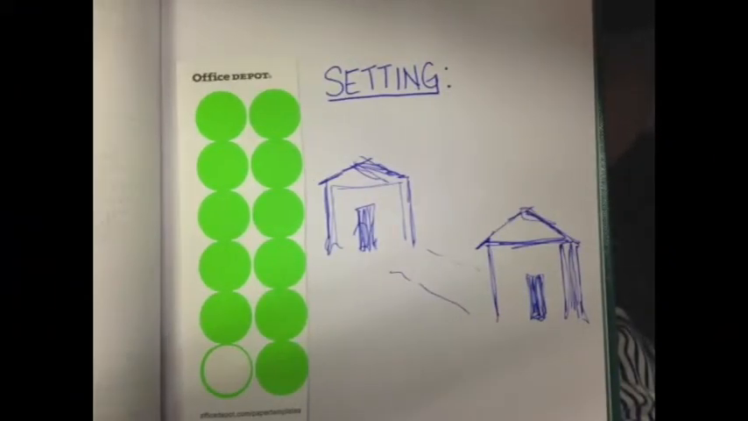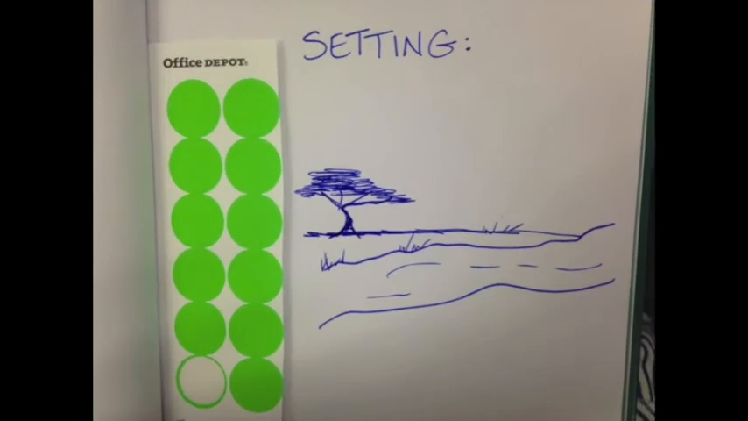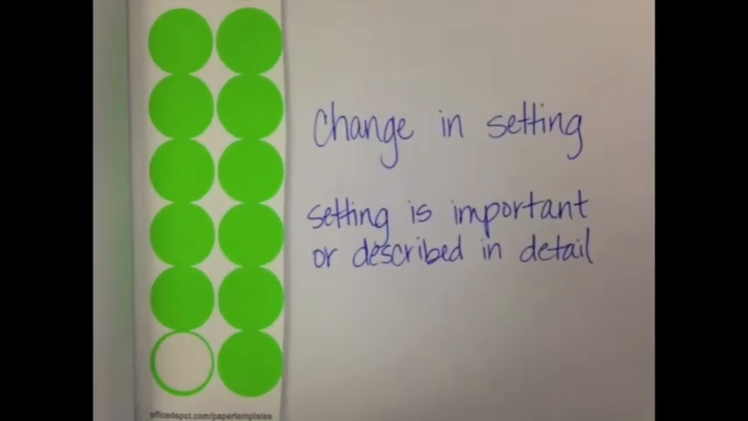Green is for setting. Anytime the setting is described in detail or anytime the setting changes, you should put a green dot around the edge of your paper. So if the narrator describes the setting in detail, or if it's an important part of the story, like they have to cross a river and it makes the story more complicated or presents a challenge, then you're going to want to put a green dot next to it. Or a dramatic change in the setting that affects the narrator's lives would also get a green dot on the edge of the page, and I'll show you what that should look like in just a minute.